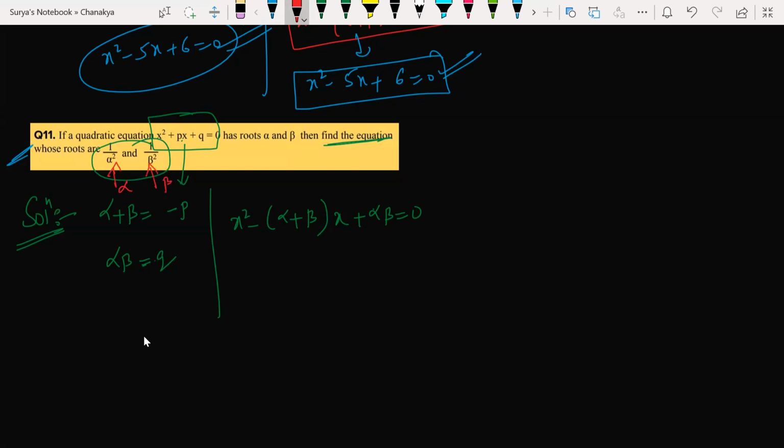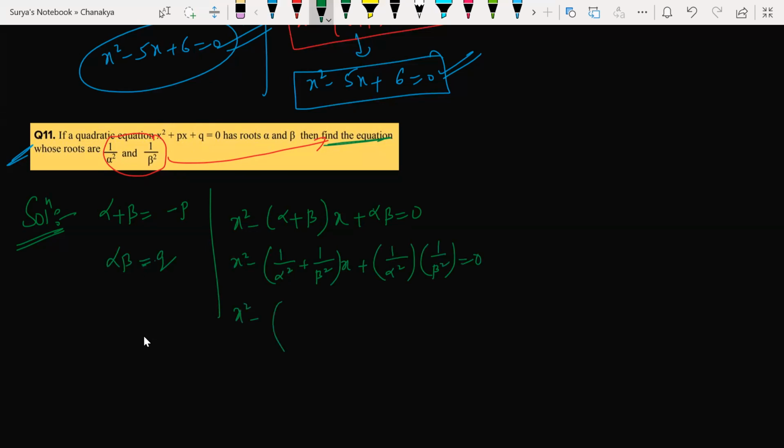By using these roots, we have to frame an equation, right? Guys, are you able to find? So let us frame that equation. x square minus, alpha is what here? 1 by alpha square. Plus beta is what here? 1 by beta square, x. Plus, alpha is what here? 1 by alpha square into 1 by beta square is equal to 0.